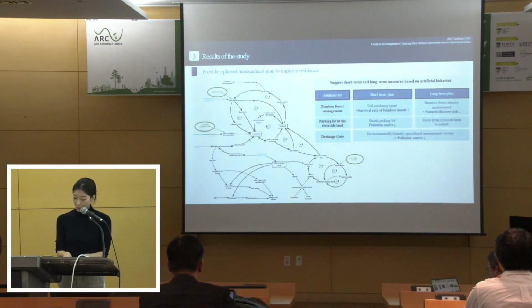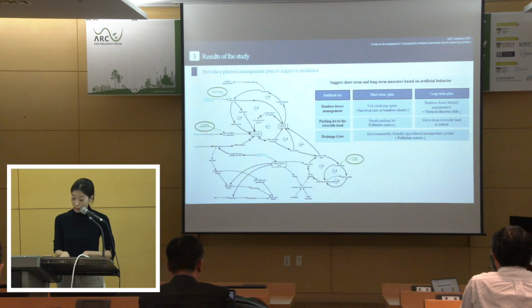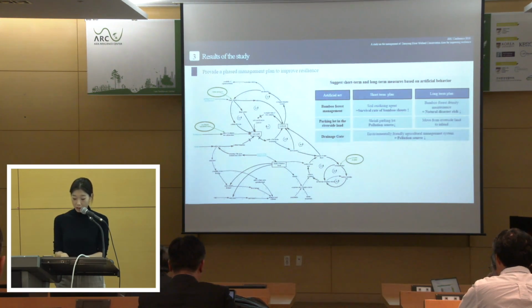In the short term, bamboo forests should be managed to increase the survival rate of bamboo shoots by using soil oxidizing agents. And in the long run, the density of bamboo forests should be maintained to reduce the risk of natural disasters. For parking on the riverside land, the parking spaces will be reduced in the short term to reduce the number of visitors. In the long run, the spaces will move from riverside land to inland. The pollutants flowing through the drainage gate can be reduced by adopting an environmentally friendly agricultural management system.